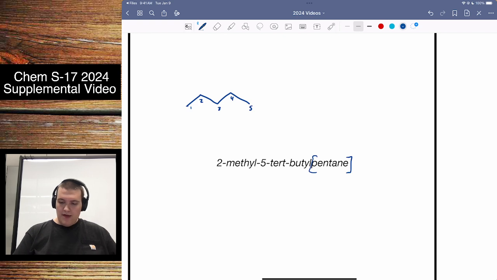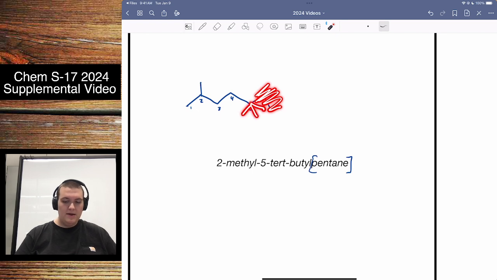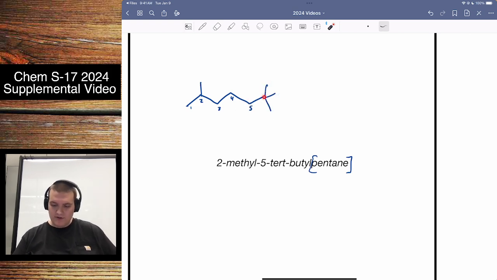So on 2, I put a methyl. On 5, I put a tert-butyl. So that's 1, 2, 3, 4 carbons, and it's a little chicken foot. I think a common mistake would be people just doing a bump, bump, here. But here, you've only added 1, 2, 3 carbons. This carbon was already there. So you have to add one more. So 5 tert-butyl, 2 methyl, and that's it.